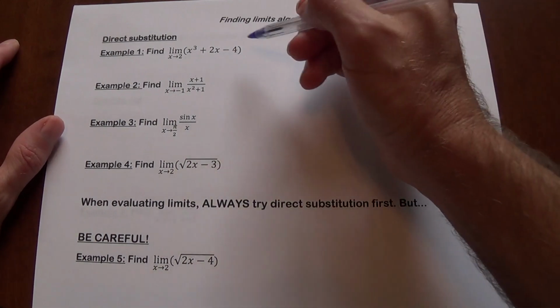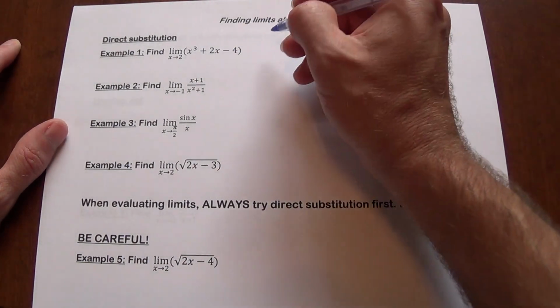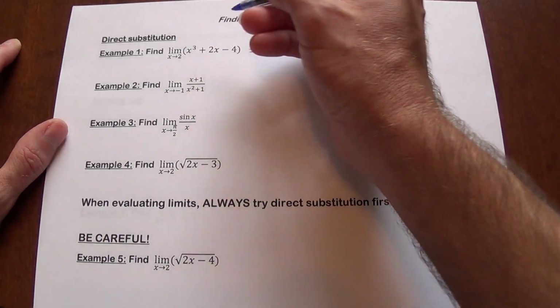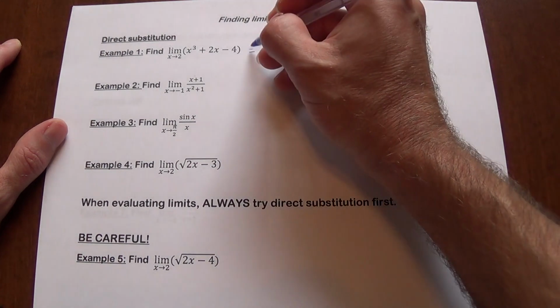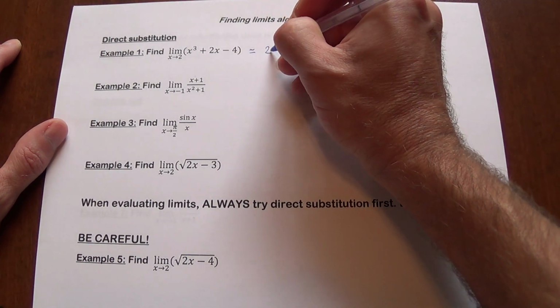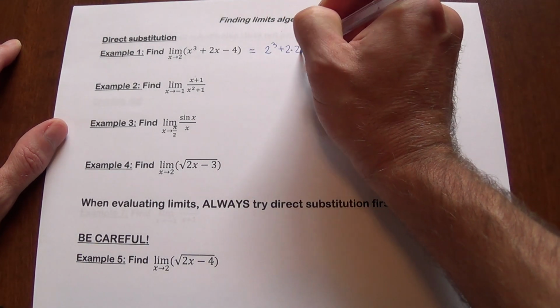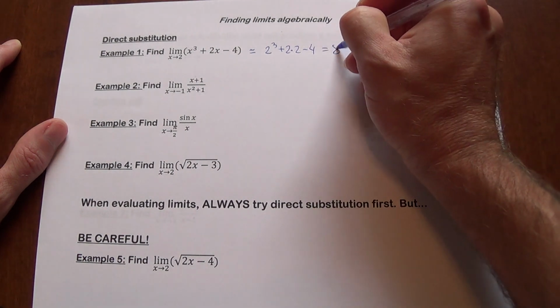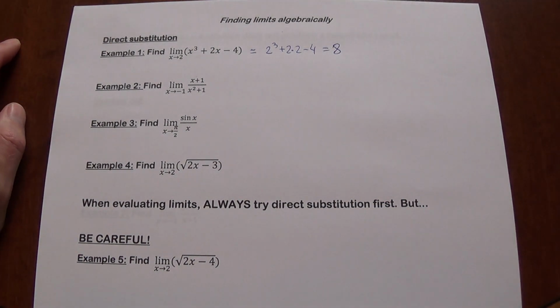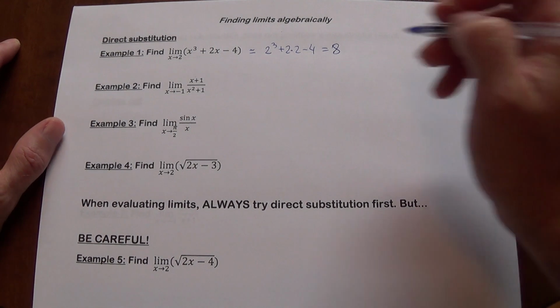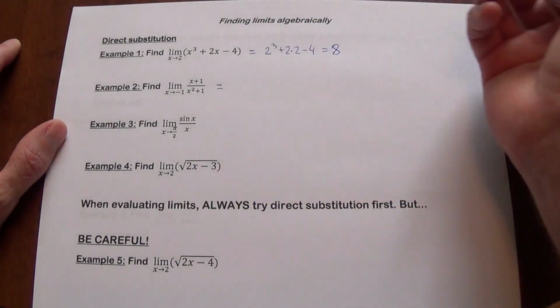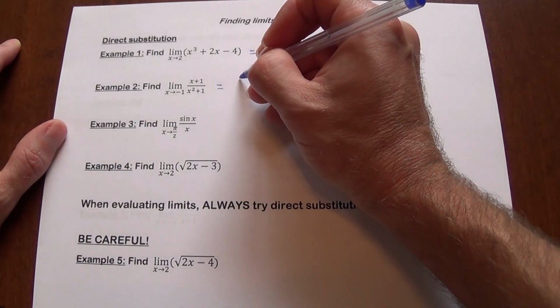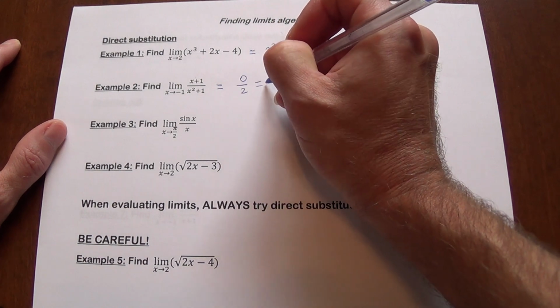So if you look at example 1, we have a continuous function here and we simply substitute 2 into this expression. We're going to get 2 cubed plus 2 times 2 minus 4, and that's going to give us 8. Example 2, we have x minus 1 divided by x squared plus 1. We're trying to find the limit of that when x approaches negative 1. We can substitute negative 1, there is absolutely no issue. It's going to give you 0 over 2, which gives you 0.